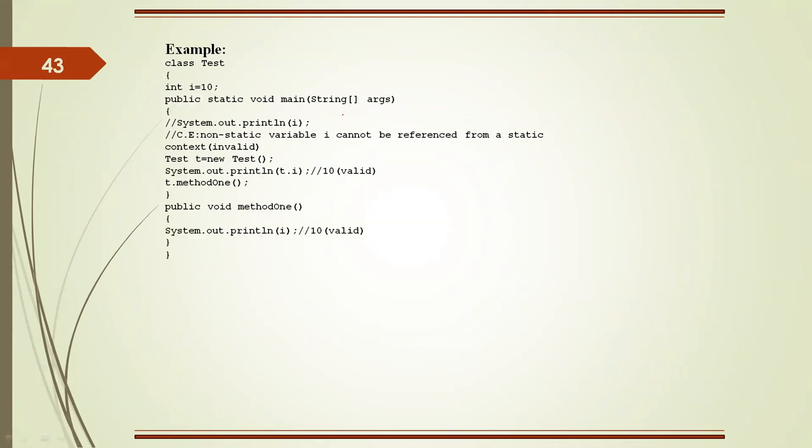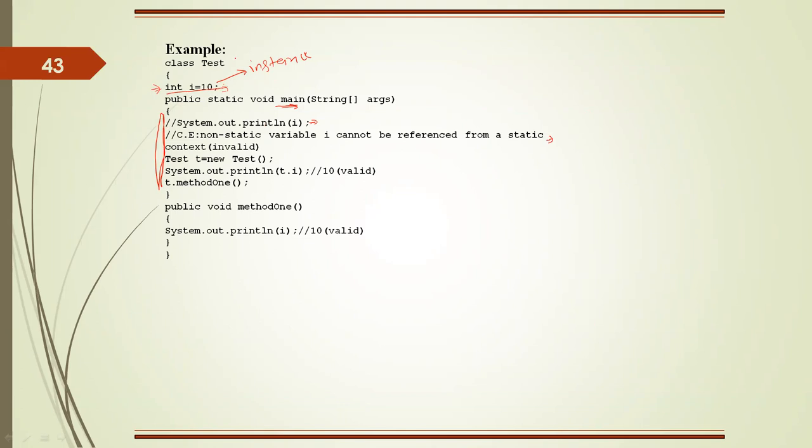You can see the points I have discussed with you. This is the instance variable, an int, within the class. This is the main method in Java. If you want to print it with system.out.println, this is the static area, and we cannot access this variable here. If you try to access it, you get a compile time error, because the reference is from the static area.